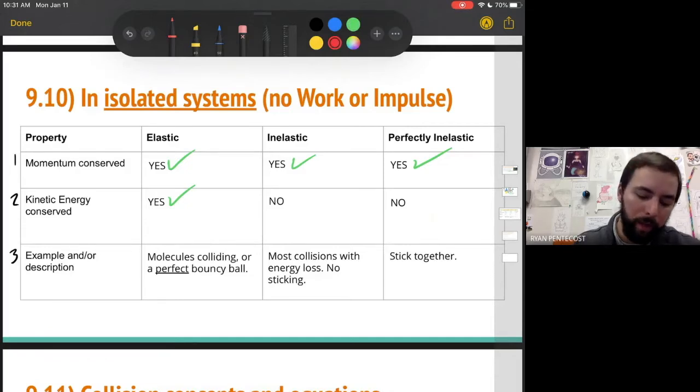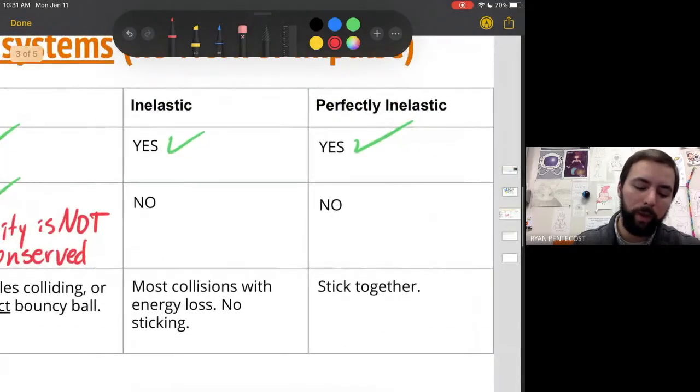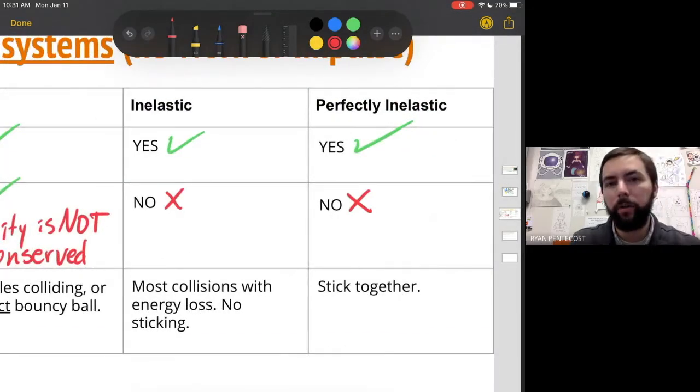Now that does not mean velocity is conserved. Velocity is not conserved. The idea that velocity is conserved is completely misunderstood. Velocity is not kinetic energy. Kinetic energy is 1/2 mv squared. Just because the kinetic energy is conserved does not mean the velocity is conserved. But kinetic energy will be conserved. The kinetic energy before the collision will be equal to the kinetic energy after the collision. Then for inelastic and perfectly inelastic, we have a no. Kinetic energy is not conserved in these.